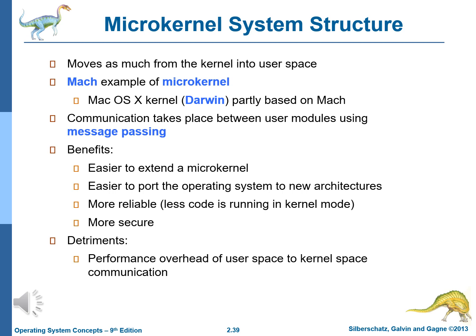Communication is provided through message passing. For example, if the client program wishes to access a file, it must interact with the file server. The client program and service never interact directly. Rather, they communicate indirectly by exchanging messages with the microkernel. One benefit of the microkernel approach is that it makes extending the operating system easier.